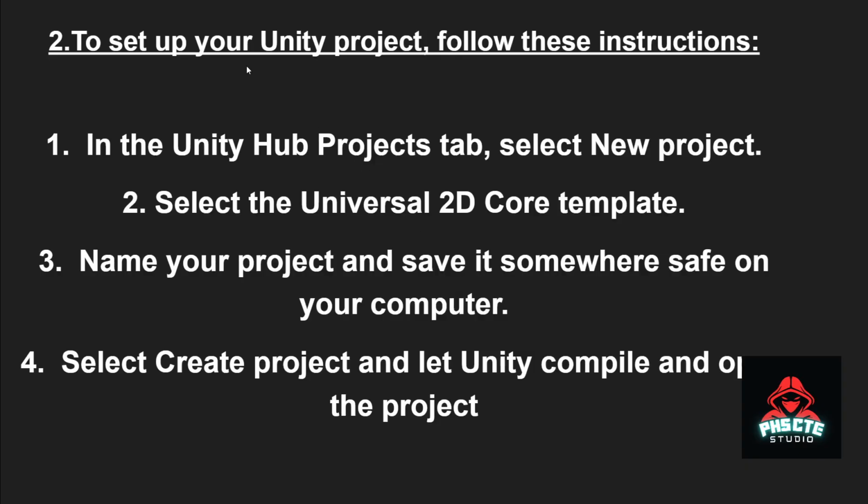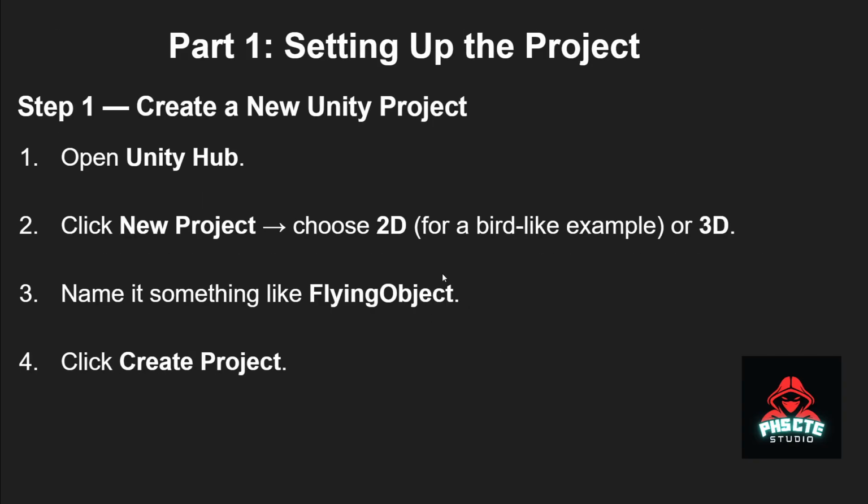So first thing, to set up your Unity project, follow these instructions. In the Unity Hub projects tab, select New Project, select the Universal 2D template, name your project, and save it somewhere safe on your computer or in a flash drive, wherever you like. Select Create Project and let Unity compile and open the project. Or the other way: Step 1, to create a new Unity project, open the Unity Hub, click on New Project, choose 2D for the bird example, or 3D. Name it something like Flying Object and click Create Project.